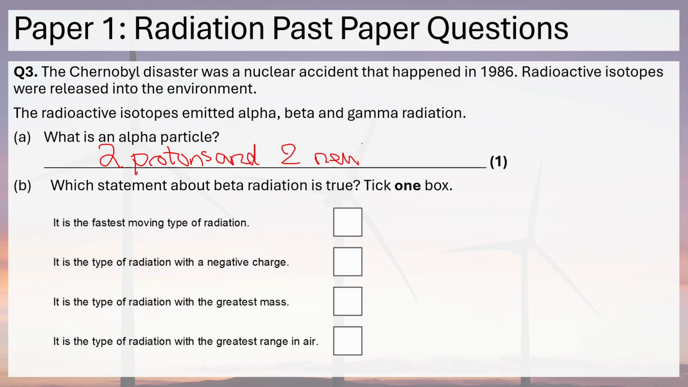Nice easy mark. Which statement about beta radiation is true? Again, make sure we only tick 1 box. So we just need to go through. It's the fastest moving type of radiation. That's not true. It's the type of radiation with a negative charge. Well, we know it's made of an electron, so that one would be true. It's the radiation with the greatest mass. Well, that's not true. That would be alpha. The greatest range in air, no, because we know that that's gamma. So having eliminated the other three, and we know that number 2 is correct, we can confidently put our tick in the second box.